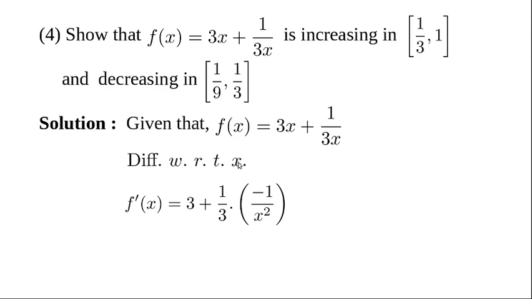So this part becomes 3 into 1 as 3. 1 by 3 goes out. We get the derivative of 1 upon x. Derivative of 1 upon x is minus 1 upon x square. Therefore, we get f dash of x equal to 3 minus 1 upon 3x square.